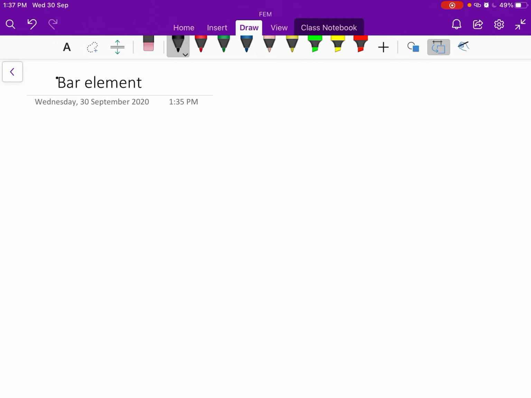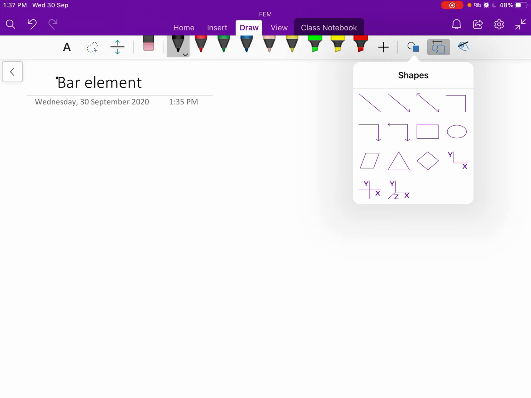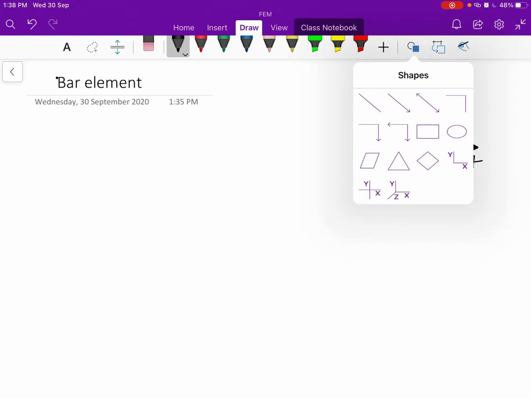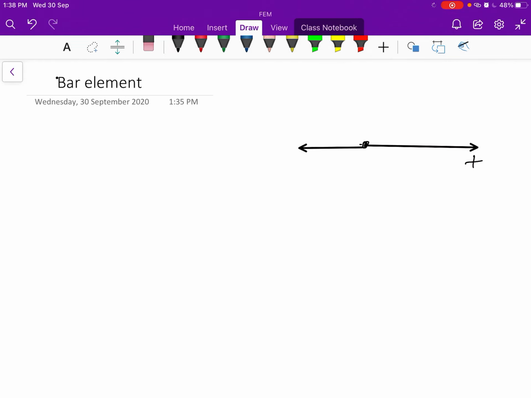Okay, so before we start our discussion, we need to adopt one sign convention, and the sign convention that we would be adopting is that anything on the right hand side of the origin would be considered positive, and anything on the left hand side of the origin would be considered negative. This is our origin.